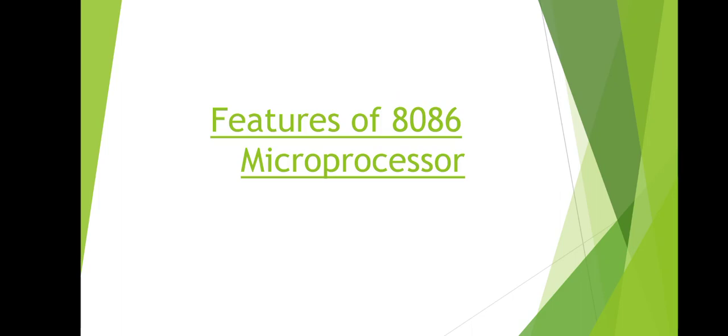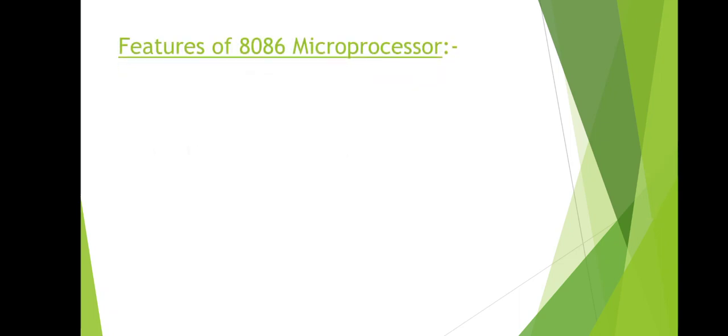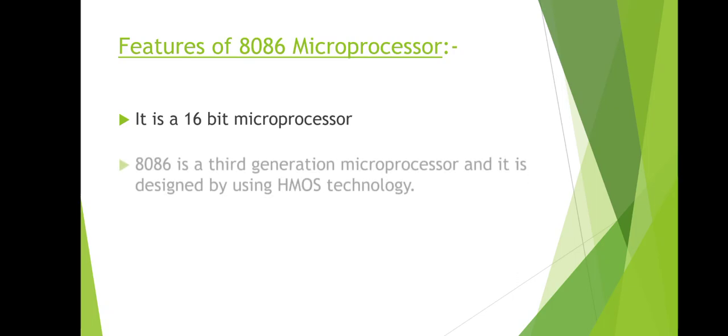In this lecture, I would like to explain about features of 8086 microprocessor. In features of 8086 microprocessor, the first one is it is a 16-bit microprocessor. Before the 8086 microprocessor, we have 8085 microprocessor. 8085 microprocessor is an 8-bit microprocessor. So in 8085 microprocessor, we have some drawbacks. So in third generation, the 8086 microprocessor was designed, and it is a 16-bit microprocessor.